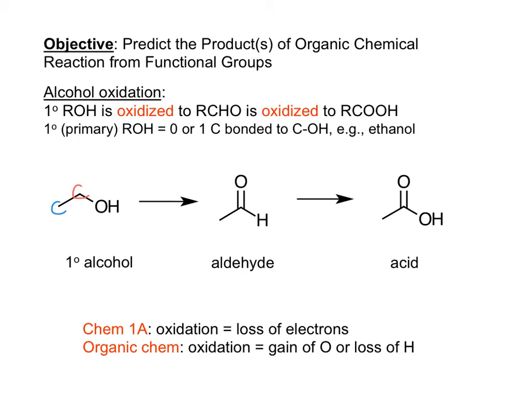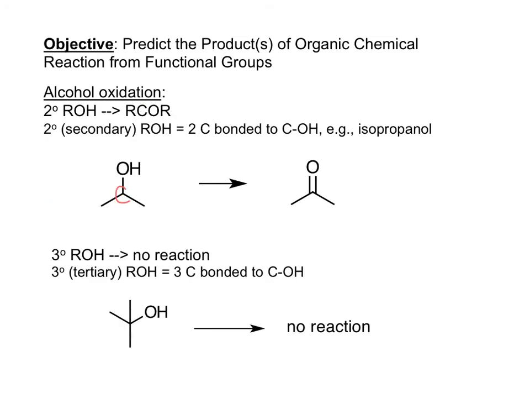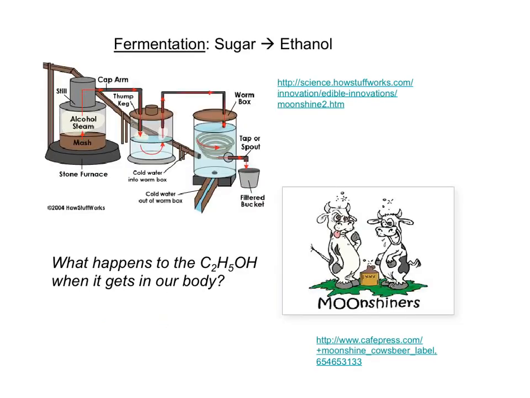When organic compounds get oxidized, it's hard to figure out the number of electrons lost, so look at it either as the gain of oxygen or the loss of hydrogen. When a secondary alcohol is oxidized, the product is a ketone. Tertiary alcohols are not oxidized.